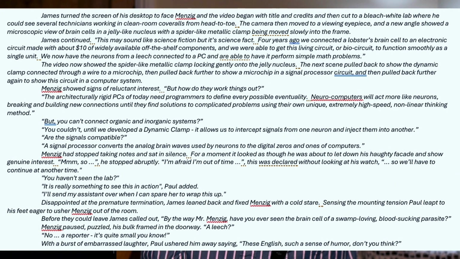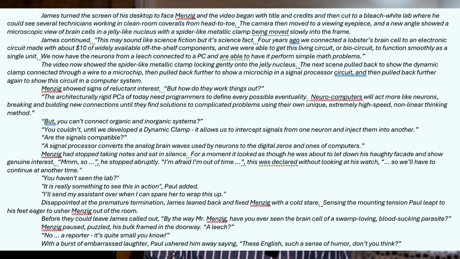Menzik showed signs of reluctant interest, but how do they work things out? The architecturally rigid PCs of today need programmers to define every possible eventuality. Neurocomputers will act more like neurons, breaking and building new connections until they find solutions to complicated problems using their own unique, extremely high-speed, non-linear thinking method.